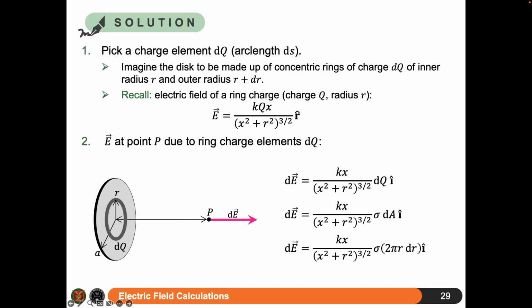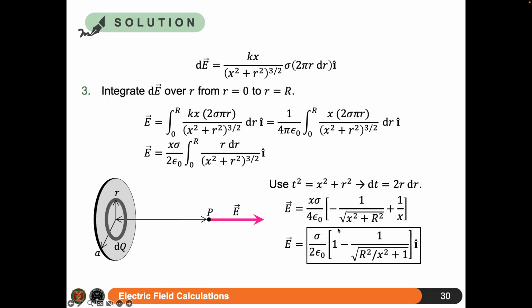So the dQ you pick is just a ring, since we already know its dE, the electric field contribution of a ring. And then we just integrate from radius 0 to radius R, because this is a solid disk. So that's the integration we do here. And we obtain this.